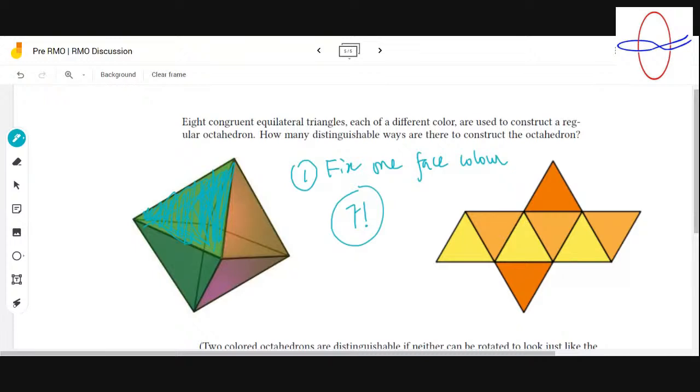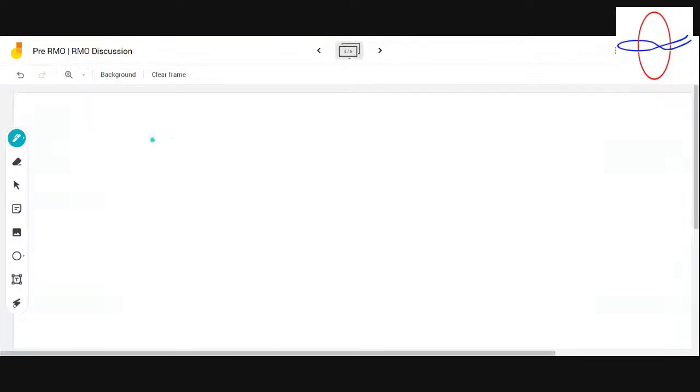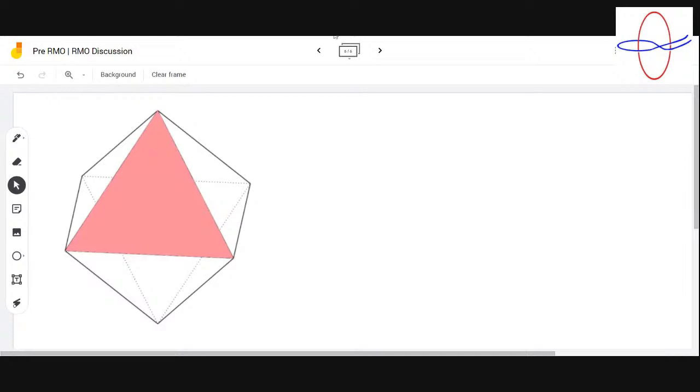Yes, perfect, Kanish. So this is the idea. Suppose you color one face like this. To avoid the rotation stuff, you fix the colored face to avoid the rotations of the others. So you get 7 factorial for this. But there are other rotational possibilities. What are the other rotational possibilities, guys? The other rotational possibilities are the following. Like this.